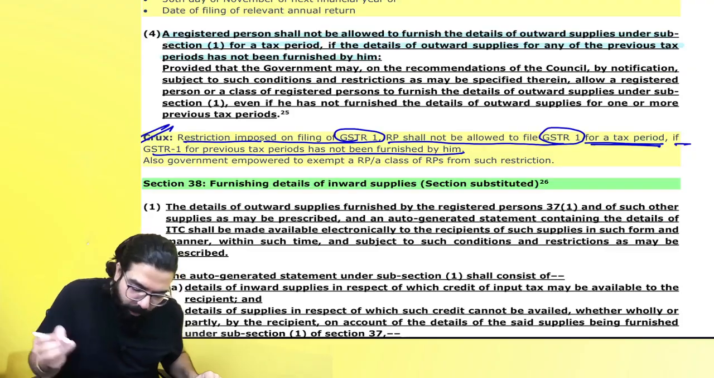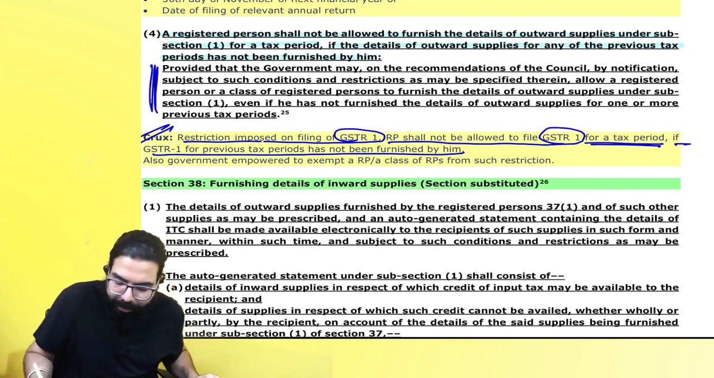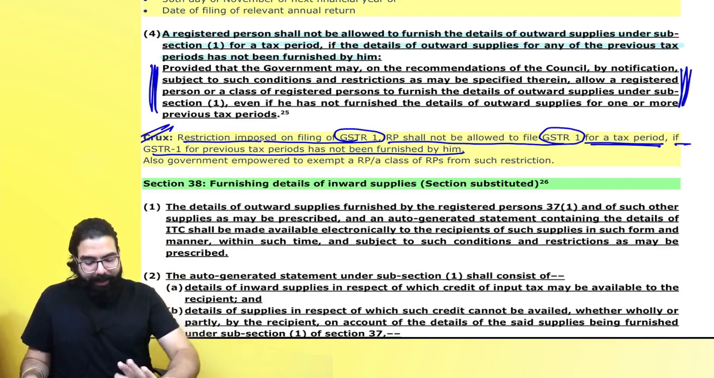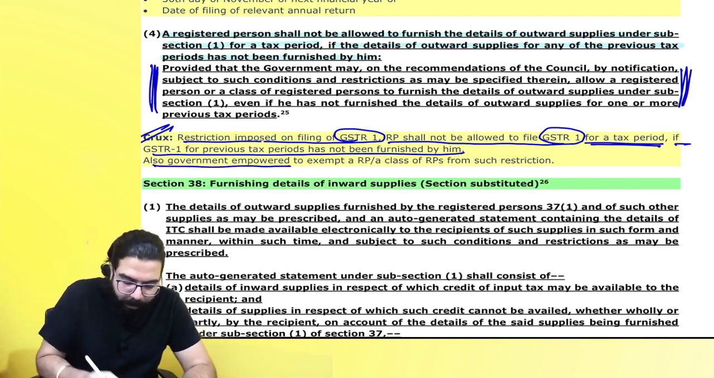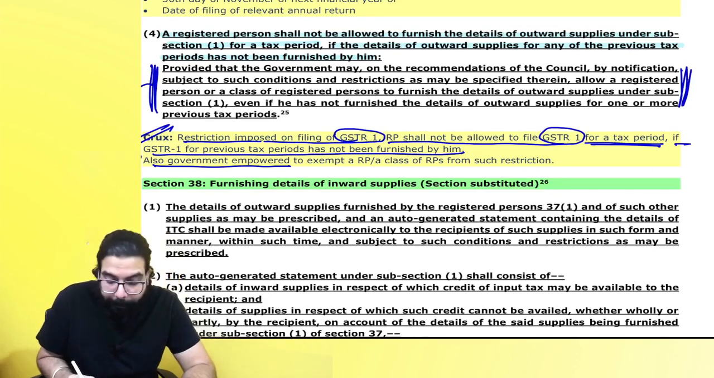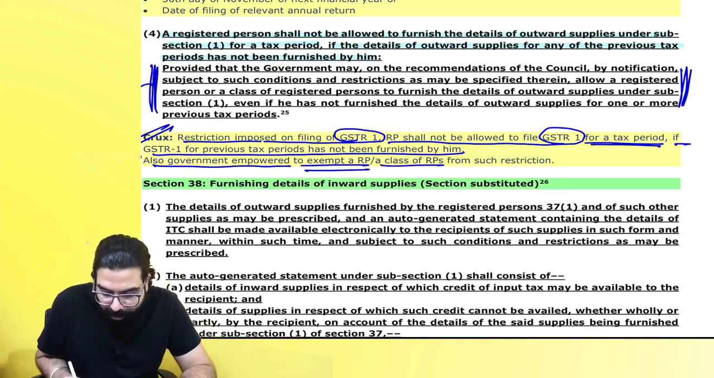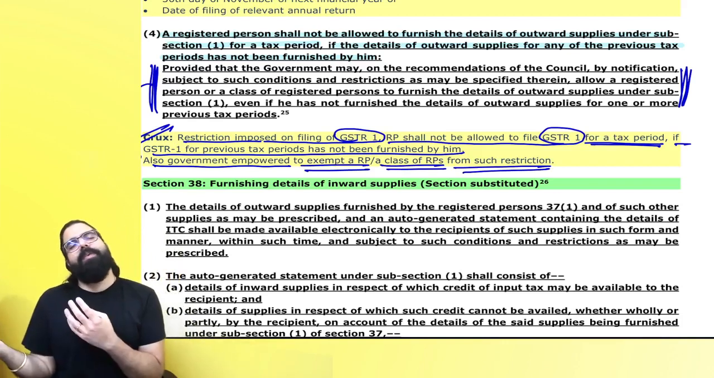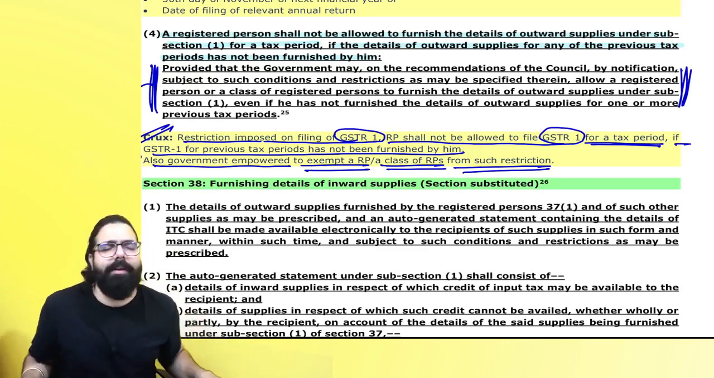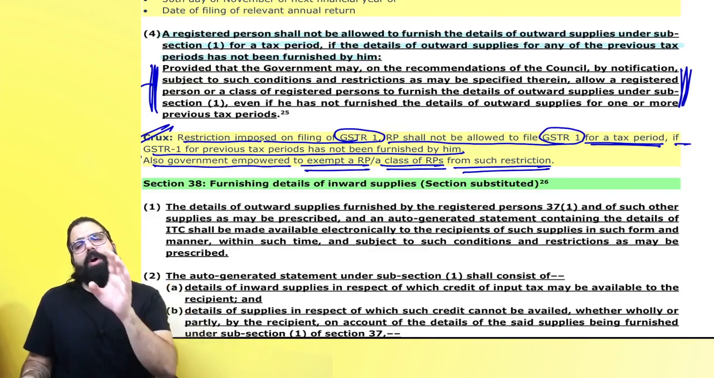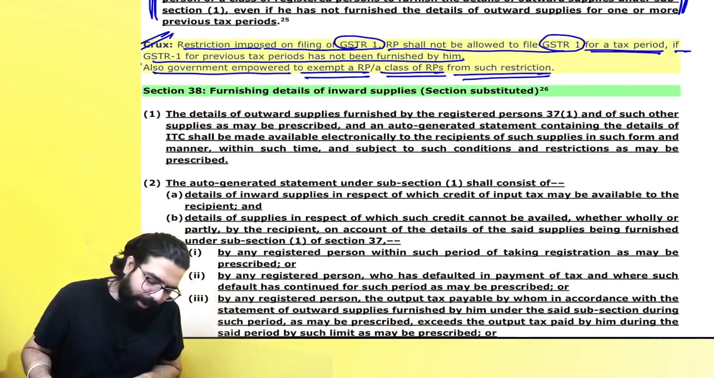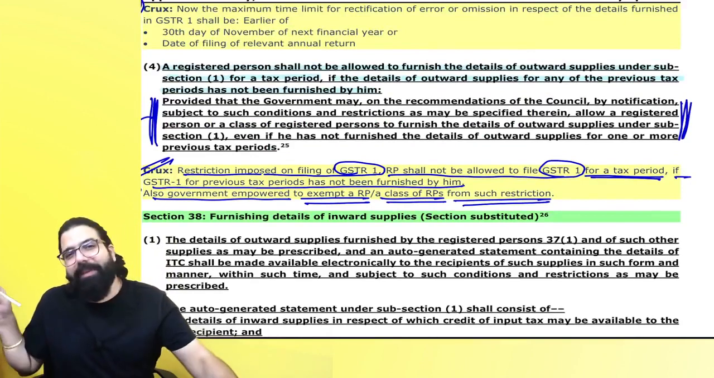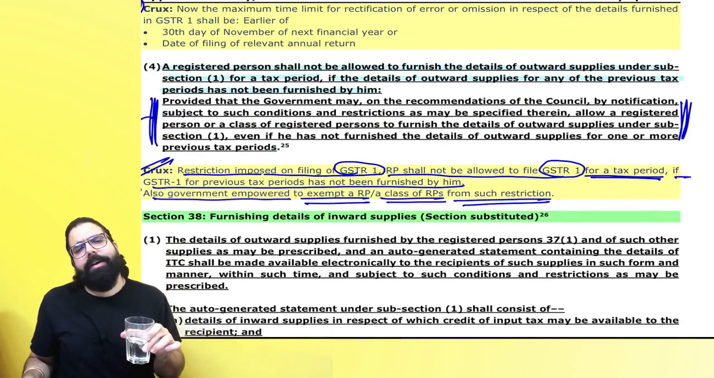Now, sir, what is government telling over here? Government also retained one power saying, sir, we can grant some exemption in this regard, and that power is also government empowered via this proviso. Government empowered to exempt a registered person or class of registered person from such restriction. Means, sir, even if you have not filed last month का GSTR 1, next month का GSTR 1 to be filed can be allowed by the government. That power is there with the government. Okay, but sir, as of now, only if you file previous GSTR 1, you can file your current GSTR 1.